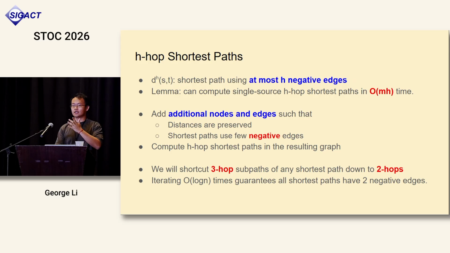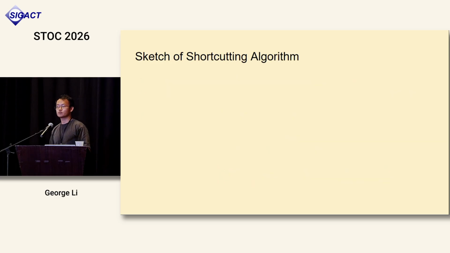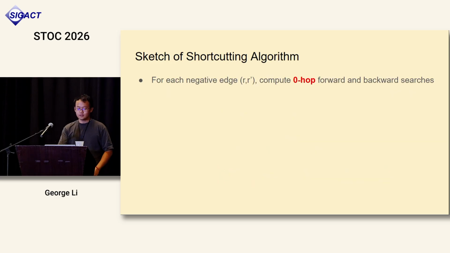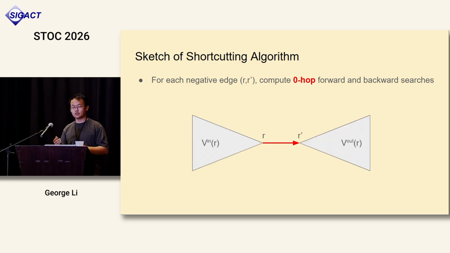Okay, so that's the general approach. Now I'm going to tell you in a little bit more detail how we do this. So the idea is that for each negative edge, we're going to compute a forward and a backward search. This will be denoted V out and V in.